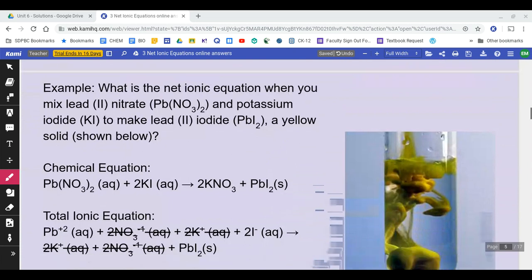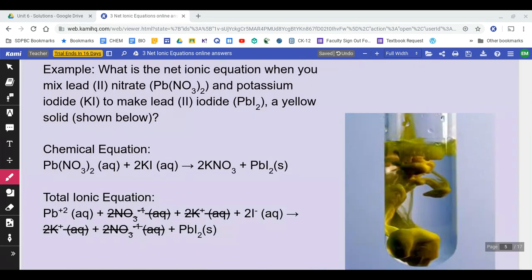Chemical equation, now the ionic equation. Looking at it again, we can take the ionic equation and figure out what the net ionic equation is by eliminating elements that are on both sides of this reaction. And that's what I did here. We had NO3 on both sides, so I crossed them out. They basically cancel each other out. We had 2 potassiums on each side, so they cancel out. What we're left with is basically the net ionic equation.